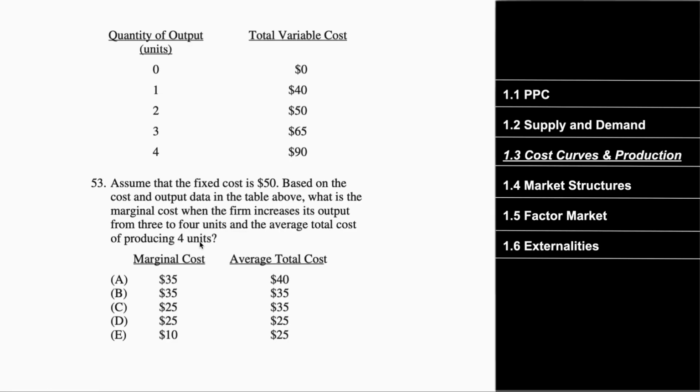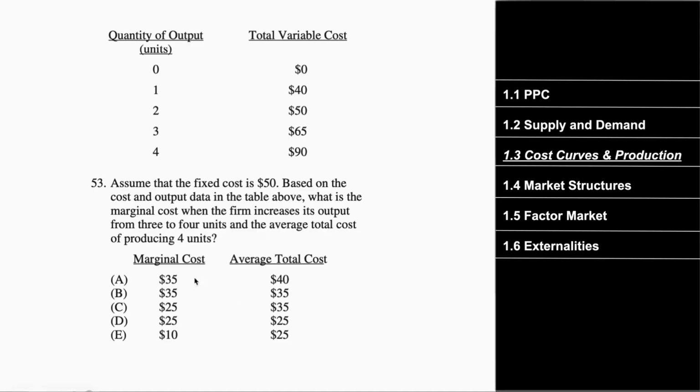So first, let's calculate the average total cost at 4 units. So the variable cost is 90, the fixed cost is 50, 90 plus 50 for your total cost is 140. Your average total cost, 140 divided by 4, your quantity, I believe that's 35. So that narrows the answers down a lot. It can't be A, it can't be D, it can't be E. It's either B or C.